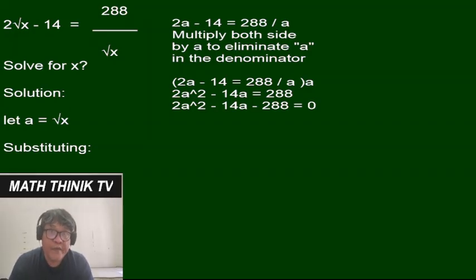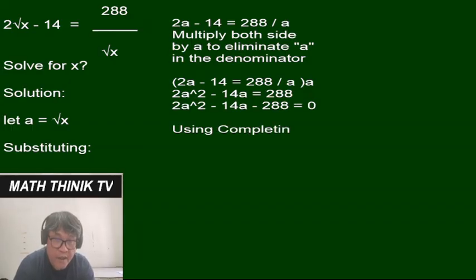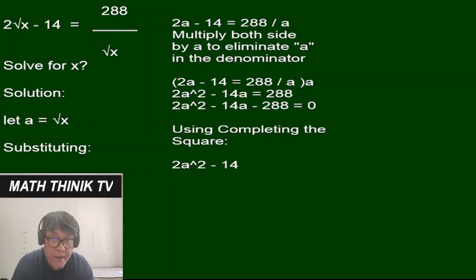So we have three methods: completing the square, formula, and cross method. So I will use completing the square. Okay? So using completing the square, so first we transpose the constant to the right side. So 2a square minus 14a is equal to 288.